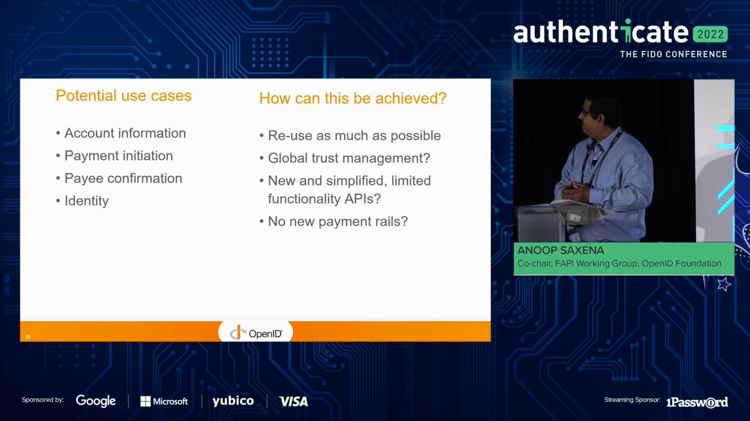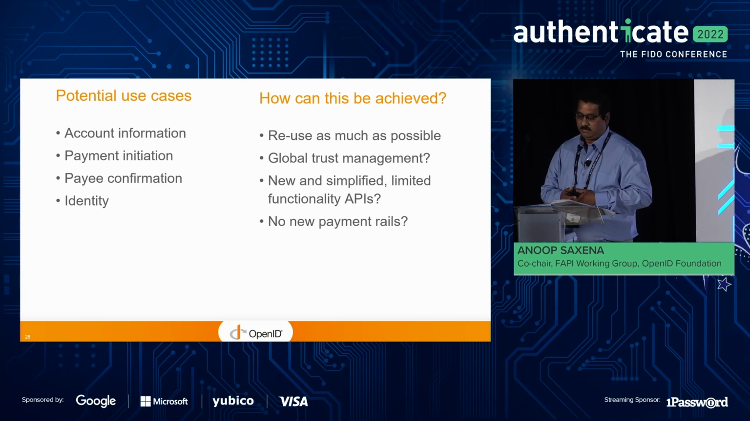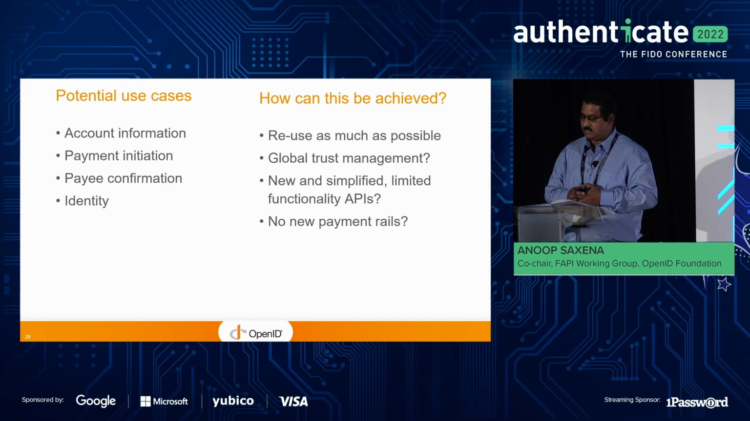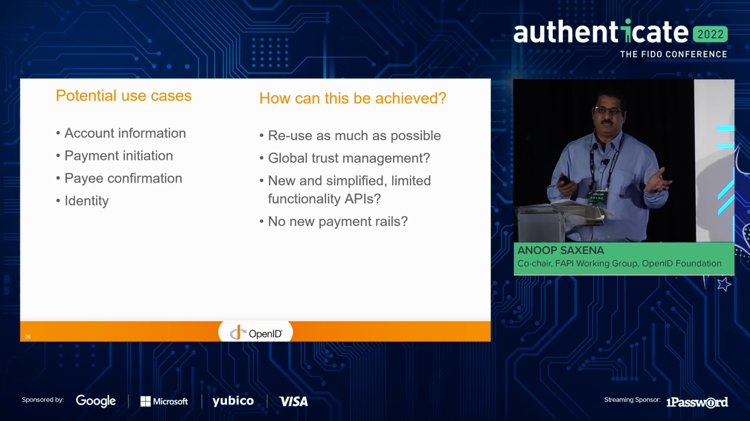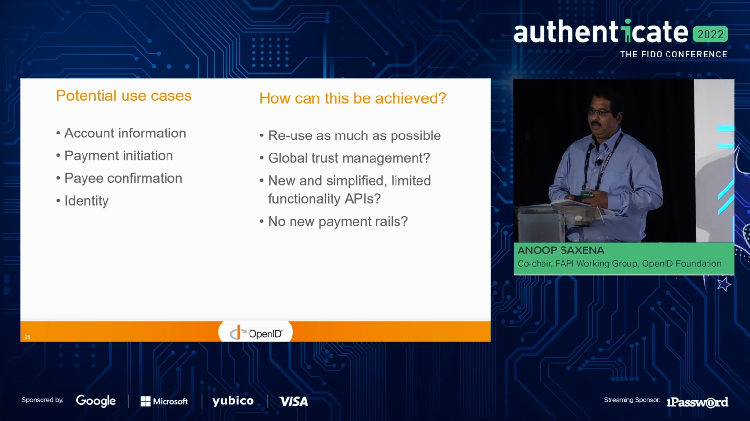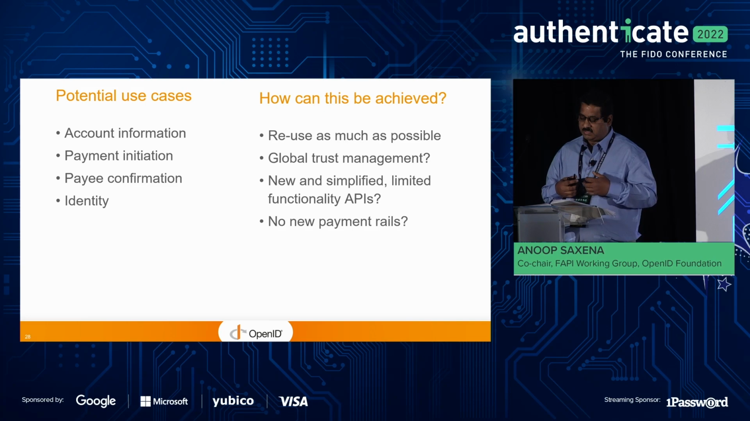Of course, how will we achieve it? Reuse as much as possible. Global trust management, we're going to look at how that's going to pan out. New and simplified limited-functionality APIs. As you know, data sets in every jurisdiction are different. In the US, we call it a checking account; in the UK, you'll be calling it a current account. So how do we rationalize these? How do we map them? We're going to standardize data sets with lightweight APIs that can mean the same thing.